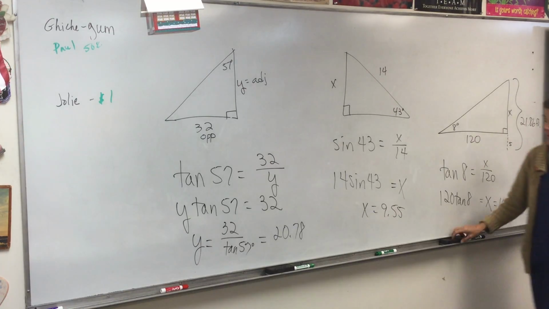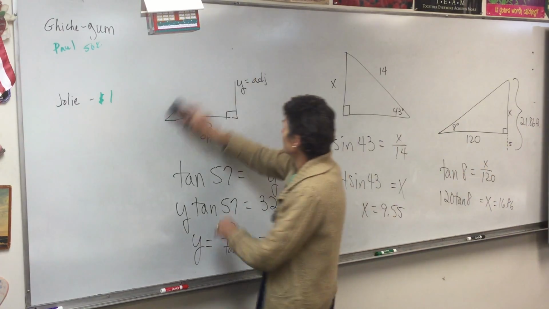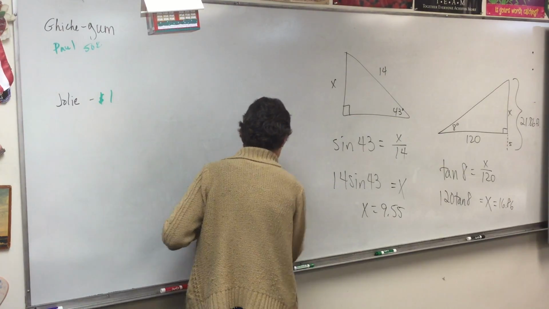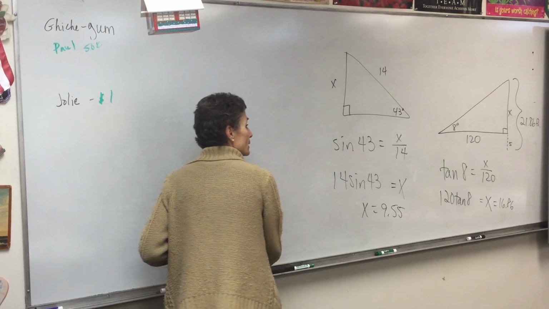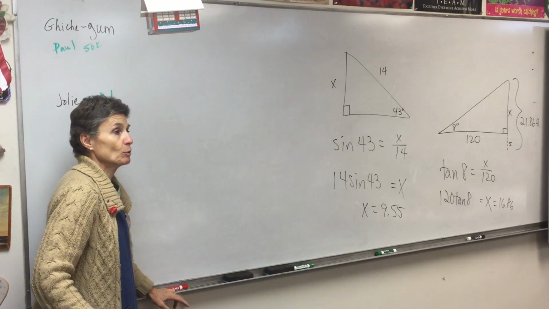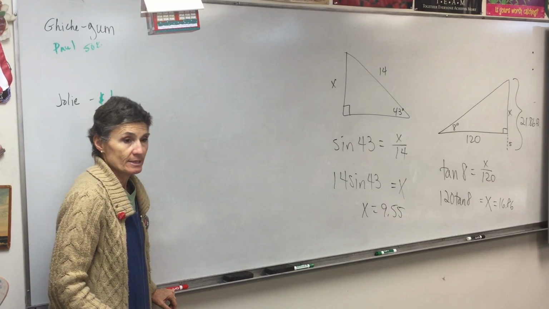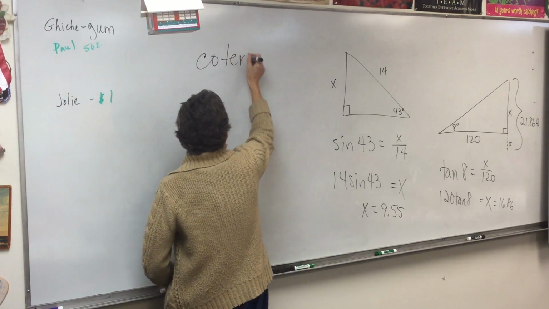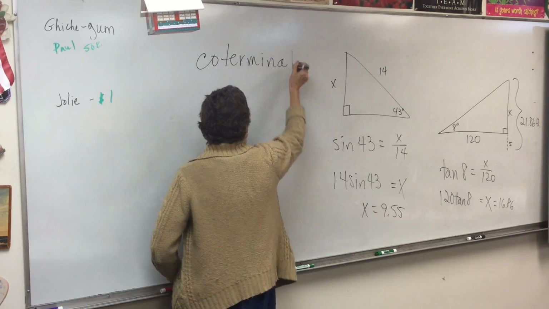We have another new vocabulary word. What is the one vocabulary word I've already given you today? Quadrantal. And what are quadrantal angles? Angles that end on an axis, right? And examples were 90 and 180, et cetera, right? Well, now we have a new vocabulary word, coterminal.